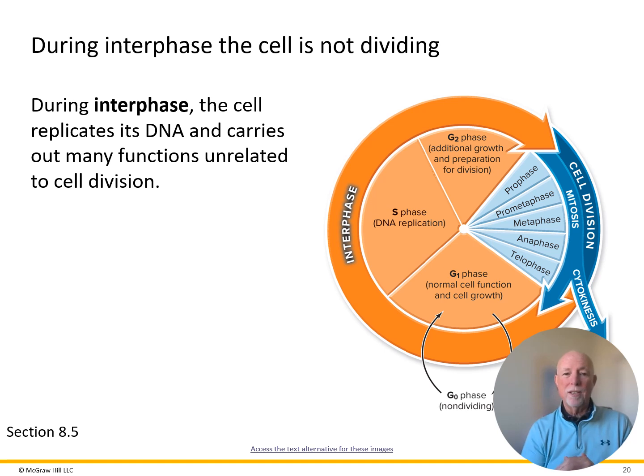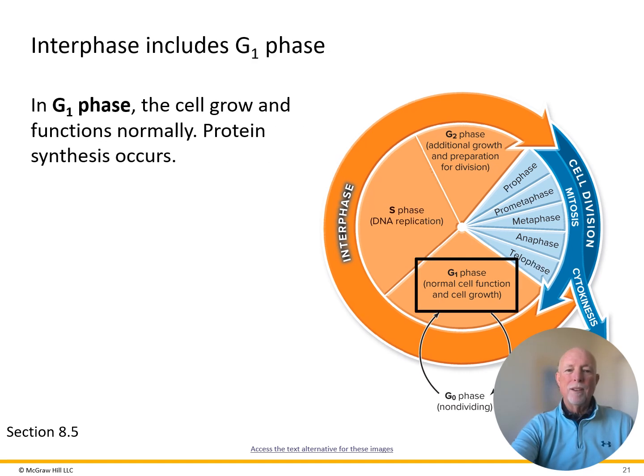If it's a muscle cell, it's doing what muscle cells do. If it's a nerve cell, it's doing what nerve cells do. It's what we call interphase. It's the phase in between divisions. And that's the area in orange here. There are three phases of interphase. There's G1, S, and G2.